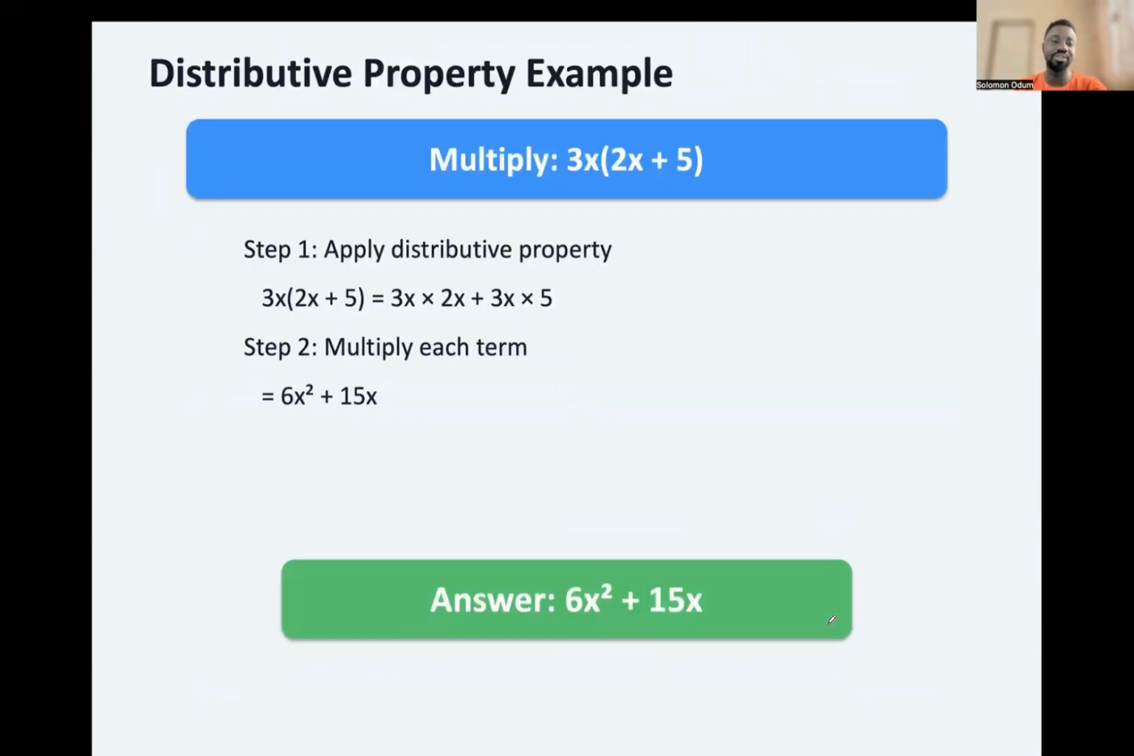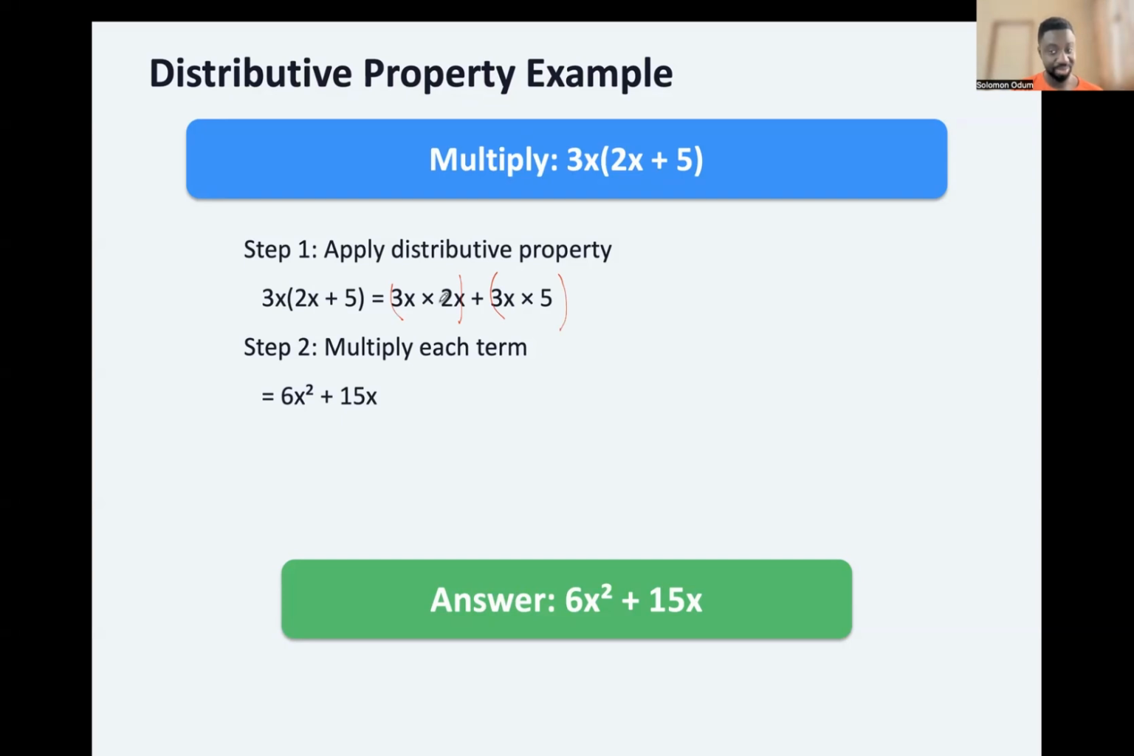Now let's solve some distributive property examples. So we have 3x multiplying 2x plus 5. It's going to be the same as you multiply this, so you're going to have this multiplying and adding this. So 3x times 2, 6x squared.